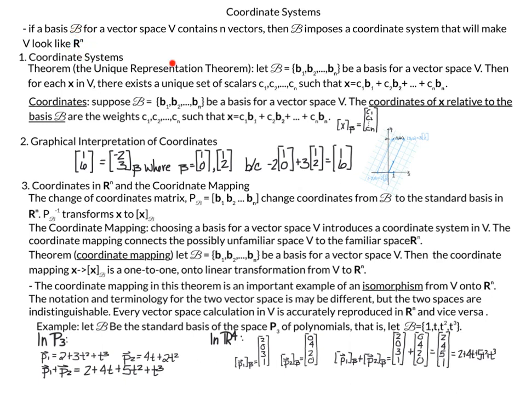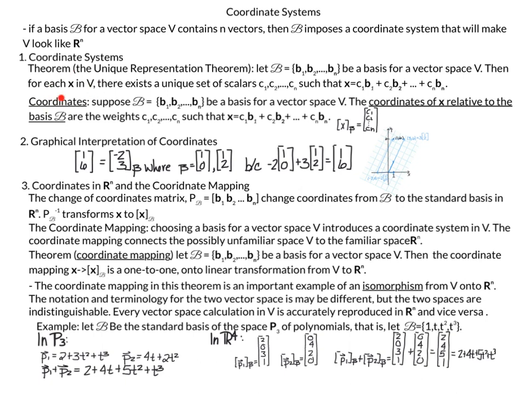The first theorem we will have is the unique representation theorem. It says if B is a set of n vectors, and it's a basis for the vector space V, then for each vector x in V, there exists a unique set of scalars, C1, C2, up to Cn, such that x can be written as a linear combination of the basis vectors, that is C1b1 plus C2b2 up to Cnbn.